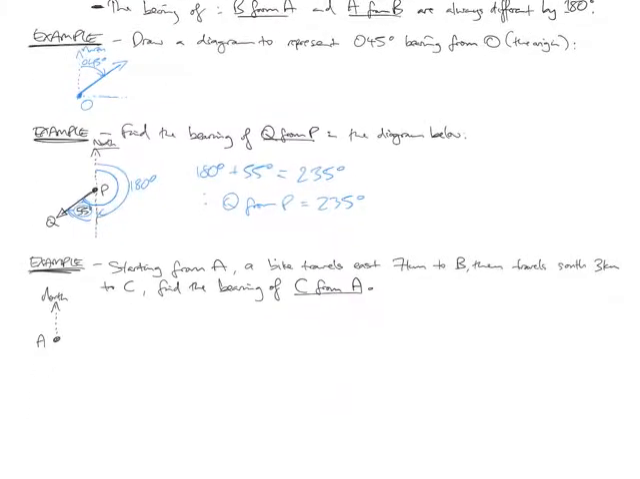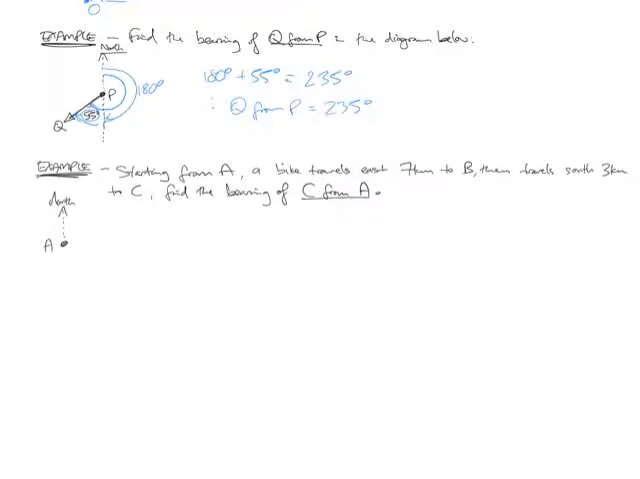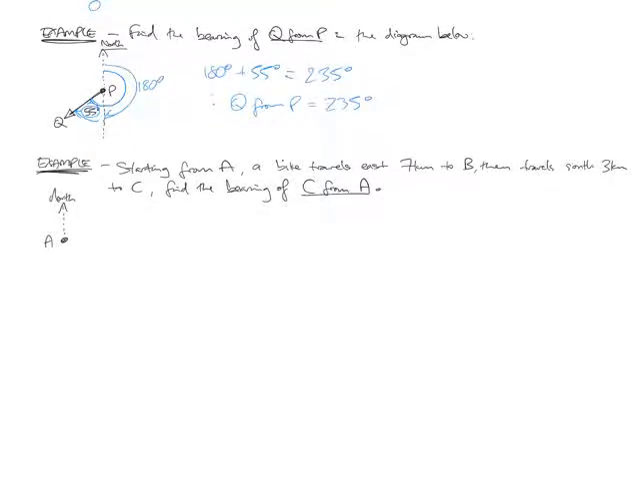Alright, let's do a more mathematical problem-solving question here. Starting from A, a bike travels east 7 kilometers to B, then travels south 3 kilometers to C. Find the bearing of C from A. So we need to draw a diagram here. A bike travels 7 kilometers to B, then travels south 3 kilometers to C. That's not to scale, obviously. Actually, I'll draw that better. It needs to be just a bit less than half. C, 3 kilometers. Find the bearing of C from A.